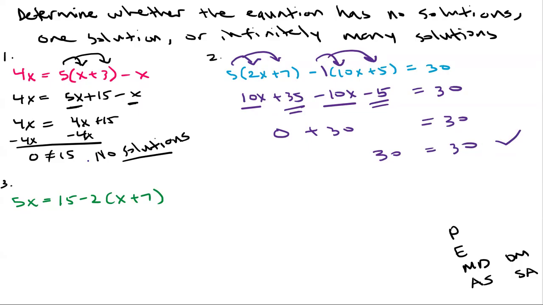So what does that mean? If the numbers are equal, you have infinitely many solutions. That means these two equations are the same equation. They are on top of each other. So in this one, we have infinitely many solutions. Or you can just write the infinity symbol.